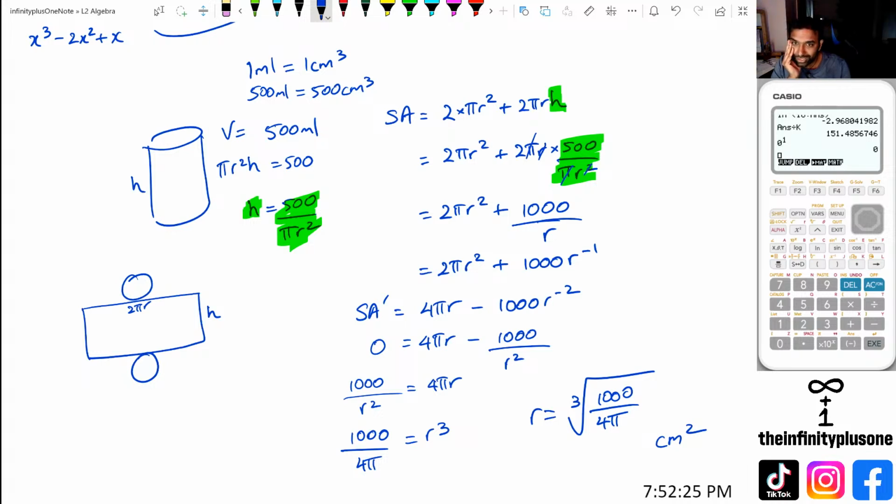Maker runs. I don't know. I don't know what the question looks like. The 500 mils is just 500 centimeter cube. That's just set up now.